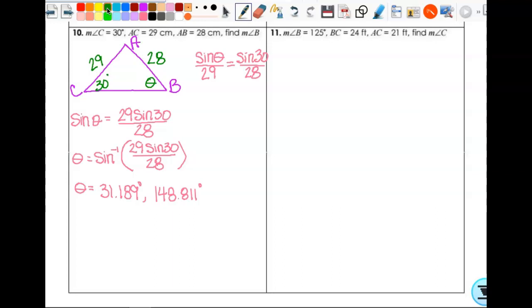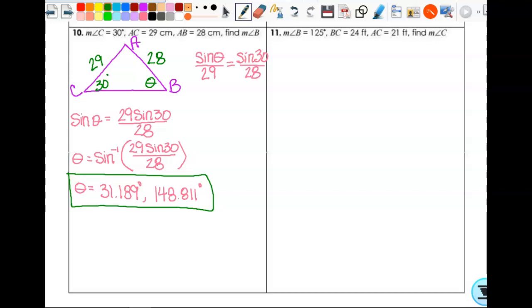So these are the two angles I got. Let's talk about reasonableness of an answer. This angle is 30 degrees. This one's 31. So they're pretty close to being the same value. Does it make sense that they're pretty close to being the same value? Yes, because the sides across from them are pretty close to being the same value, right? So it's good. All right, so this 31 degree angle, is it going to work? Yes. Is the 148? Yes. It's really close to 180, but that still leaves room for an angle, so it's fine. And they both work. What questions you got? We good?